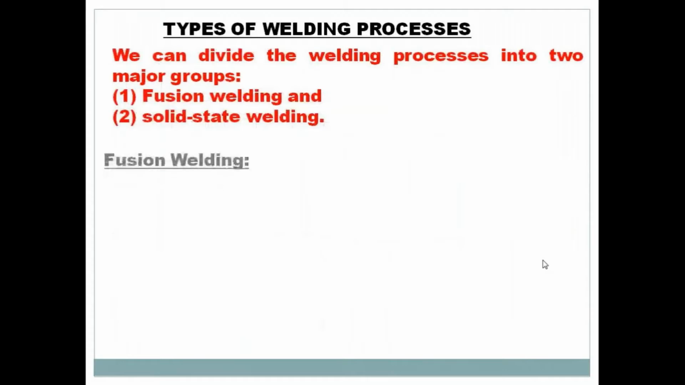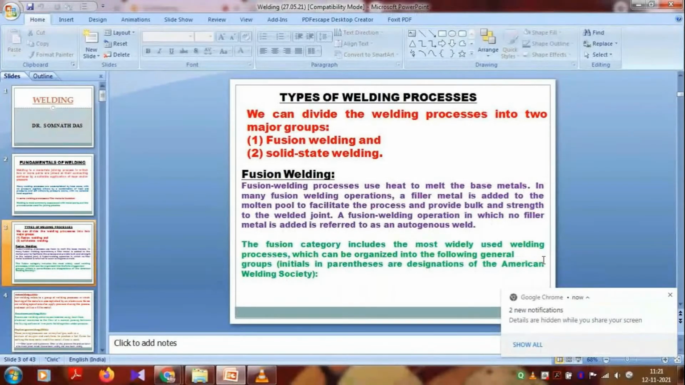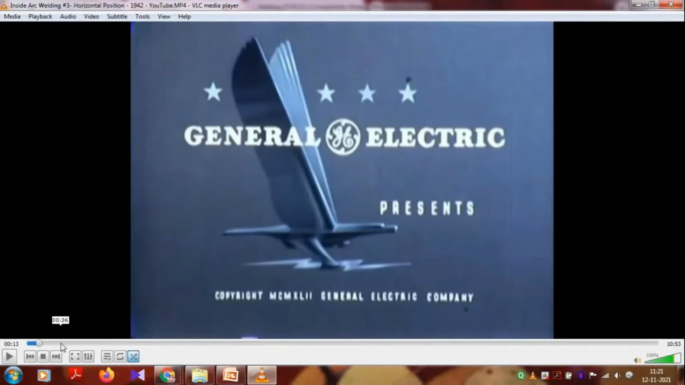These are the types of weld. One is fusion welding, another is solid state welding. Fusion welding processes use heat to melt the base metal. In many fusion welding operations, a filler metal is added to the molten pool to facilitate the process and provide bulk and strength to the weld joint. So what happens? Please see one video.